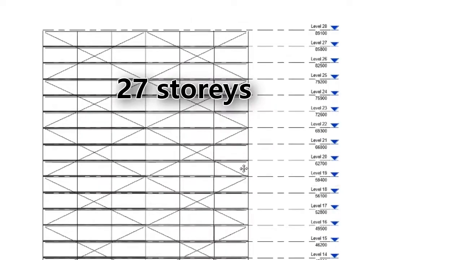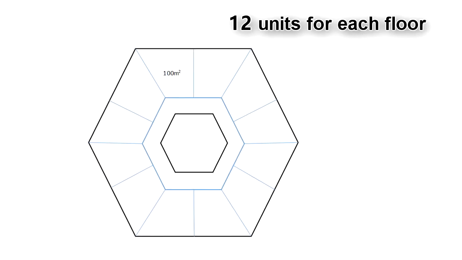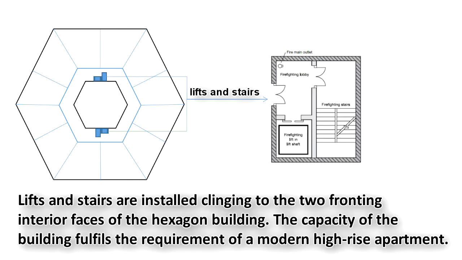As we can see in the video, the building has 27 stories and 310 units. Each floor is divided into 12 units, whose area of structure is around 100 square meters. The ground floor is 8 meters high for reception and other functional use, and all other floors are 3.3 meters high. Lifts and stairs are installed clinging to the two fronting interior faces of the hexagon building. The capacity of the building fulfills the requirement of a modern high-rise apartment.